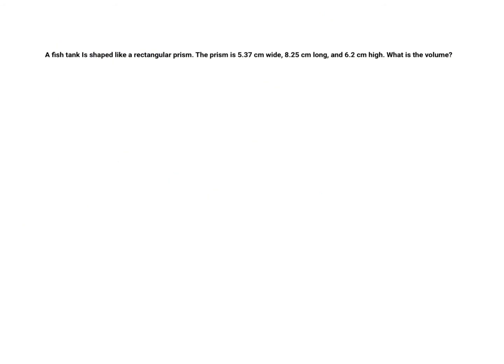Okay, here's our word problem. I know it's really tiny, so I'm going to read it to you. A fish tank is shaped like a rectangular prism. The prism is 5.37 centimeters wide, 8.25 centimeters long, and 6.2 centimeters high. Well, high, we know height is going to be my h, wide, w is my width, and long is the same thing as length, so that's going to be my L.